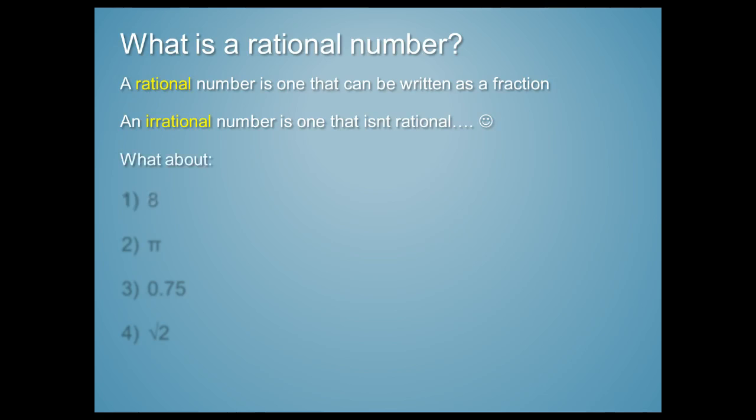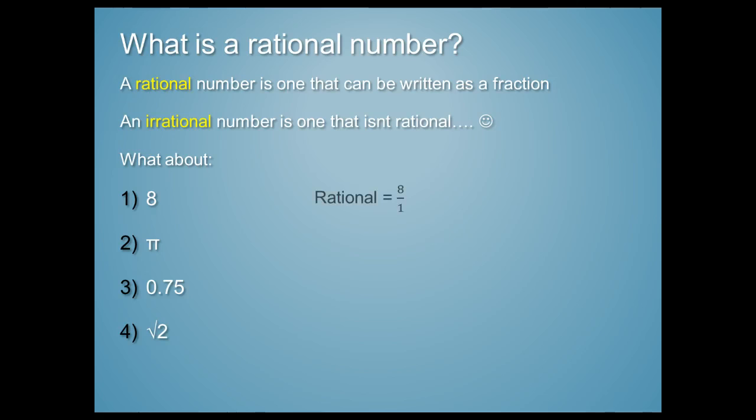So, what about the number 8? Is it rational or irrational? What about pi? Number 3 is 0.75, and number 4 is the square root of 2. You can pause, and now unpause, and I give you the answers.